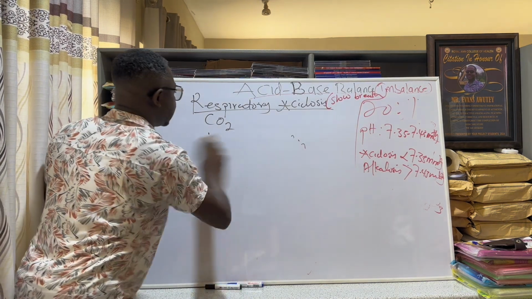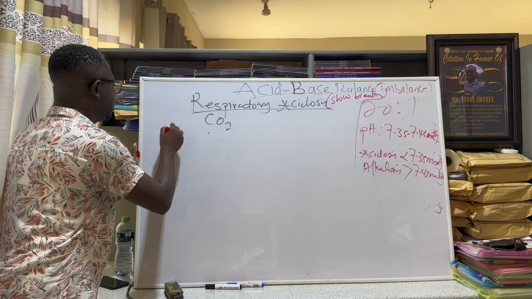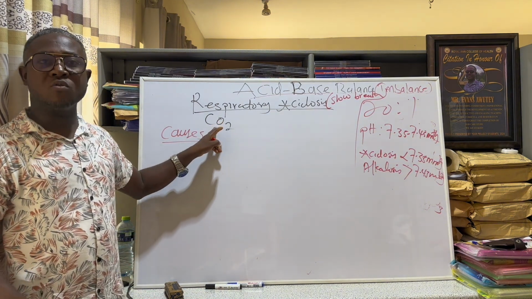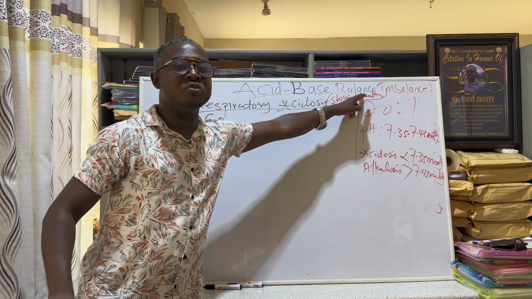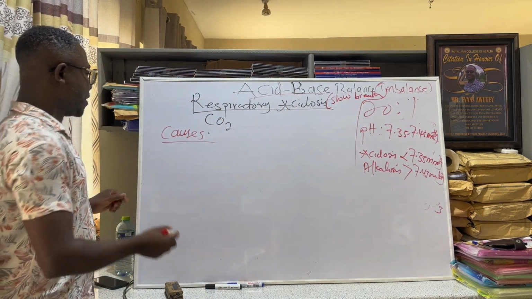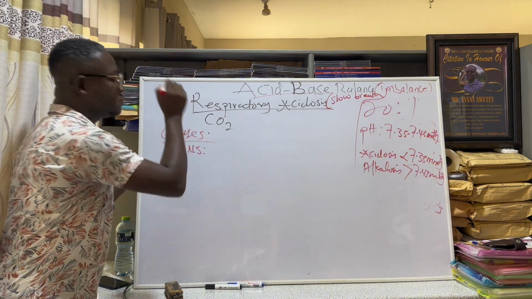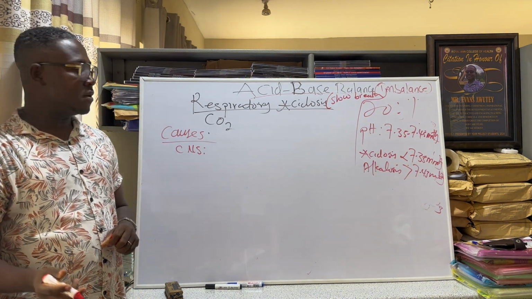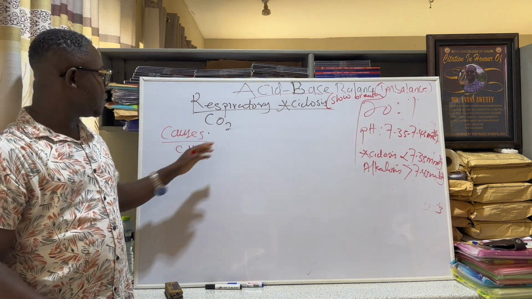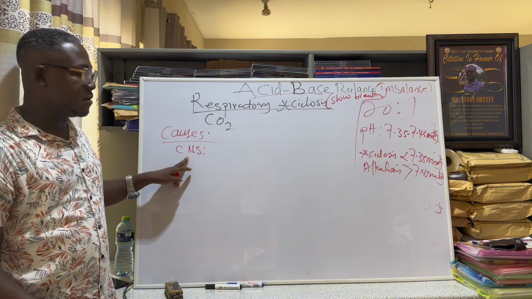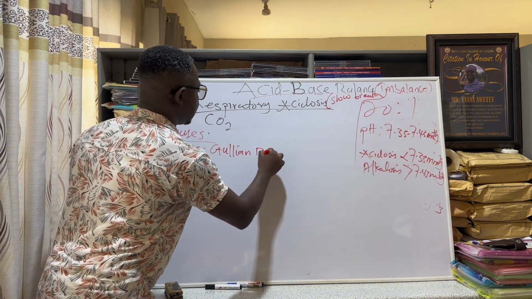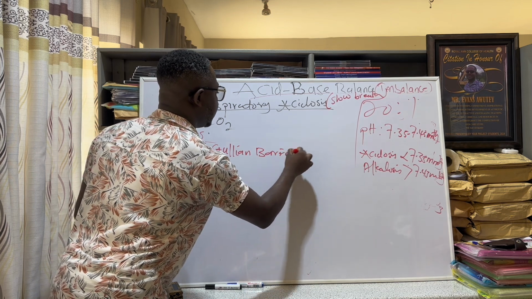So let's look at the causes. And all that we need to think about is any condition that will cause slow breathing, that will help retain carbon dioxide in the lungs. So one, we can look at the CNS. What condition can cause an individual to breathe slow as a result of the CNS? We have the Guillain-Barré syndrome.